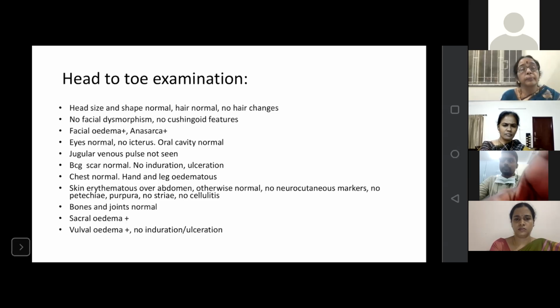Hand and leg were edematous, and the skin over the abdomen was erythematous around the umbilicus predominantly. Other than that erythema of the skin over the abdomen, there was no other evidence of erythema or induration anywhere else in the body. There were no neurocutaneous markers, no petechiae, purpura, or ecchymotic patches over the body. Her bones and joints were normal. No deformities were found. There was sacral edema and vulval edema was present. There was no induration or ulceration over the vulva.